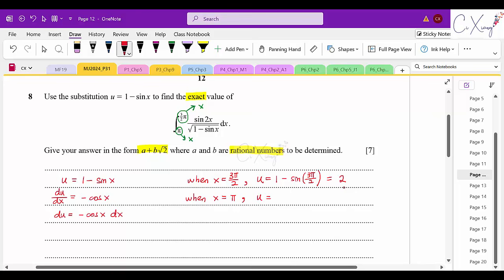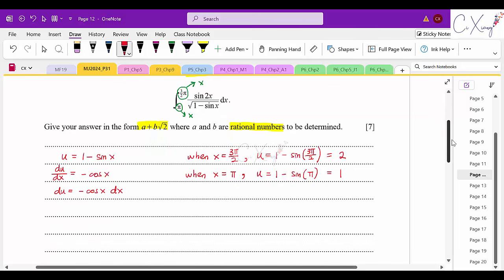So u equals 1 minus sine pi, and you are getting the value 1. Okay, so once I settle everything, that I have changed all the values of x, the limit of x become u, and I also try to rephrase everything du into dx, then you can start to substitute all the terms or all the details in the question.